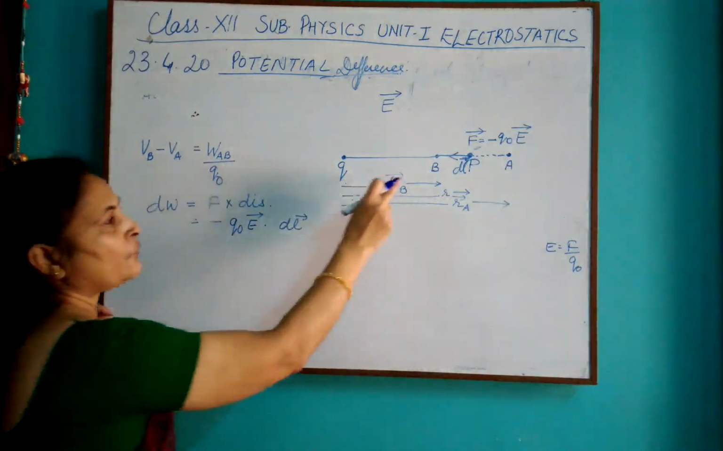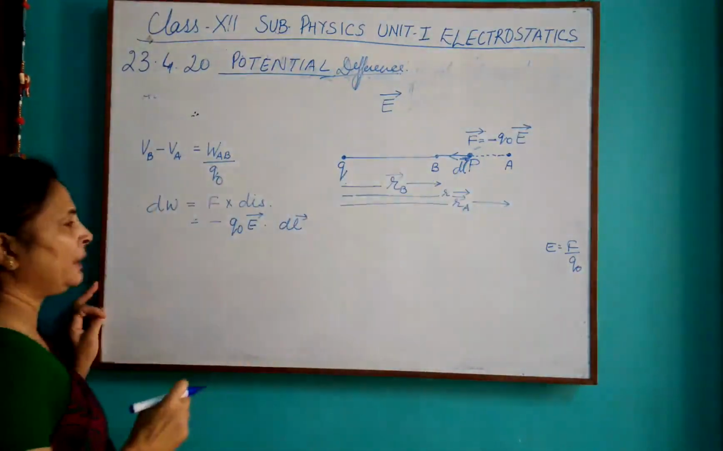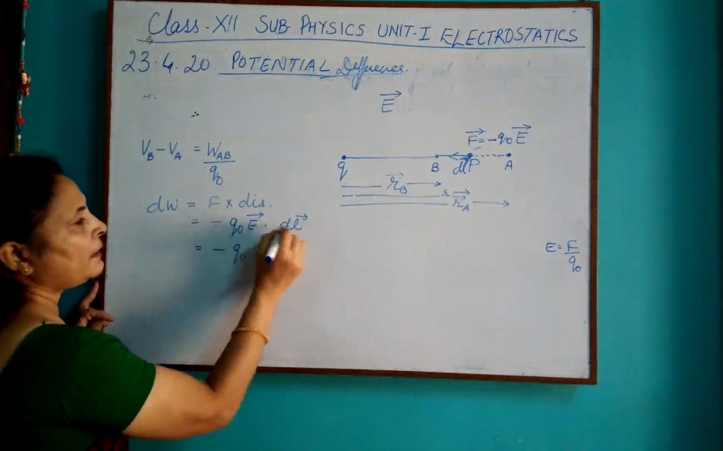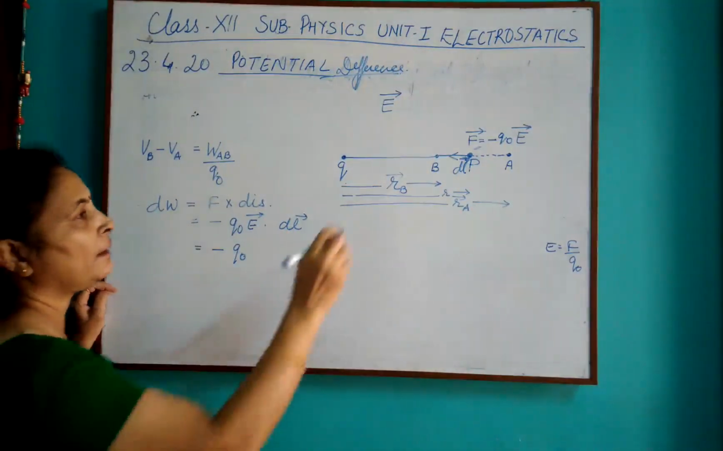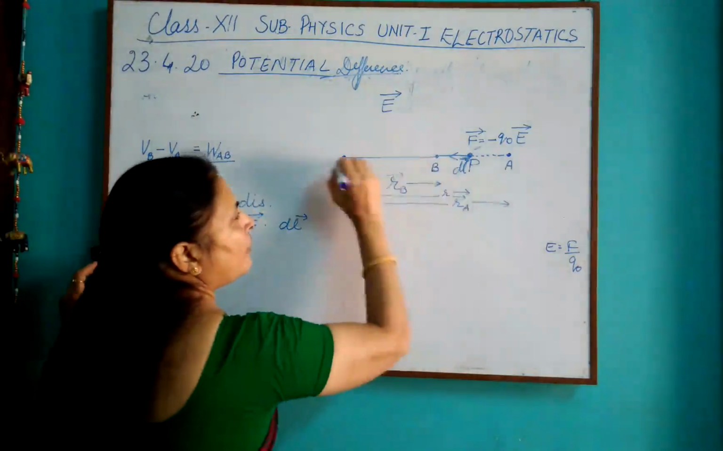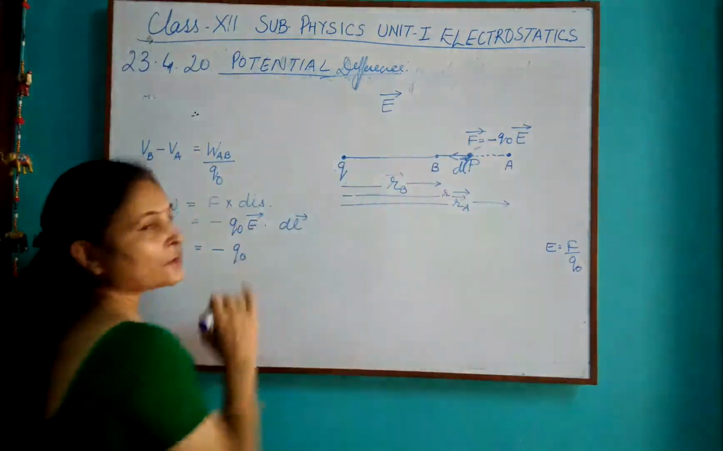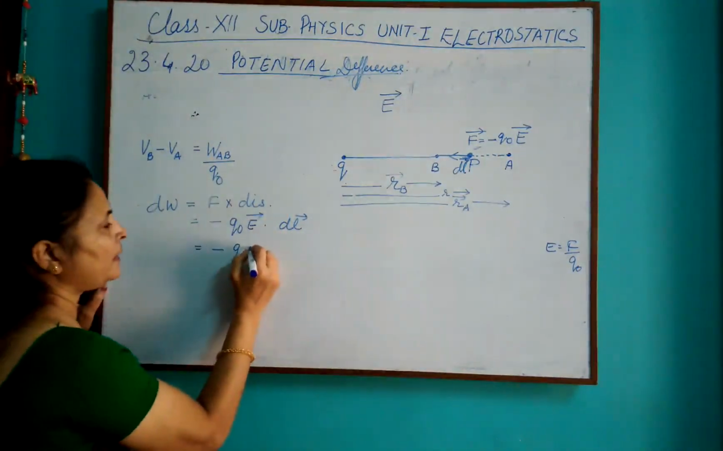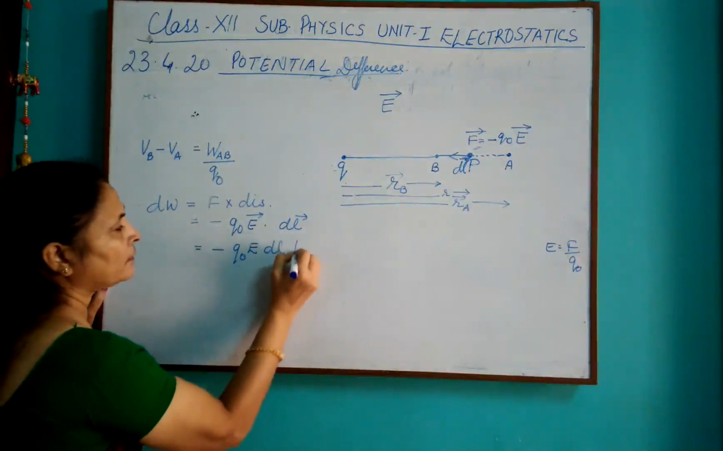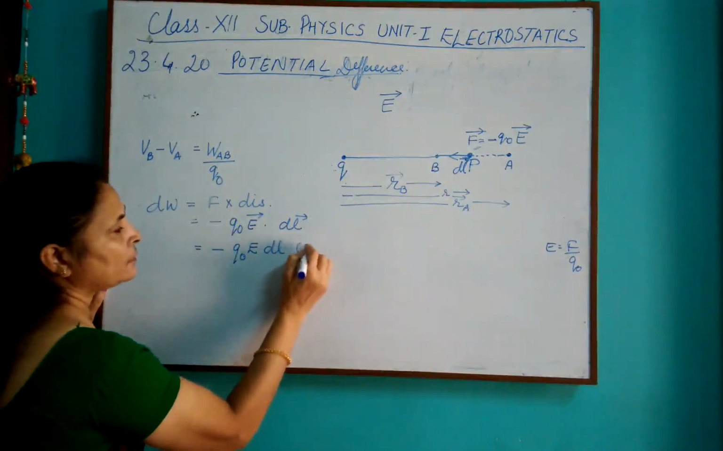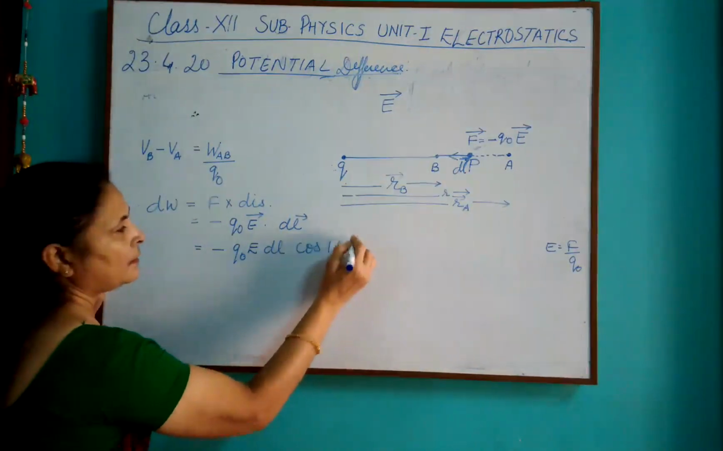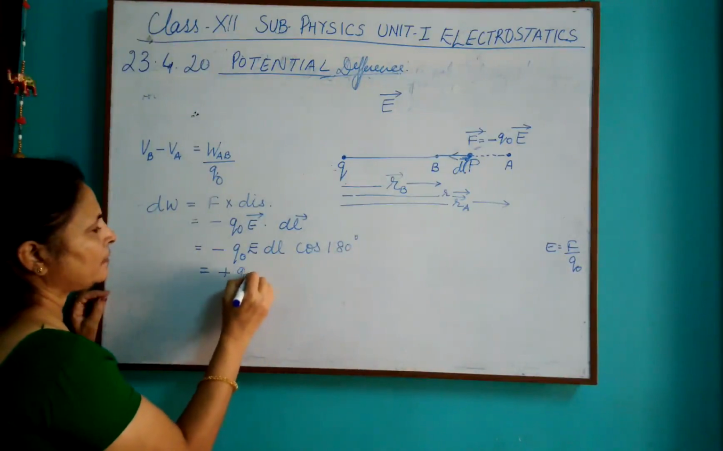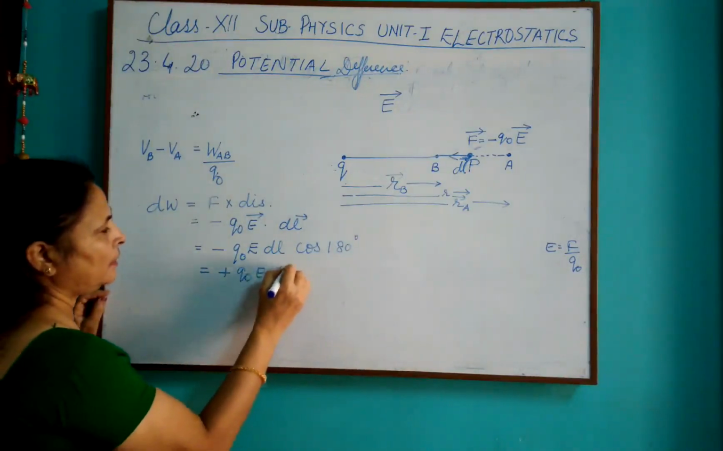But I want to find out force from A to B. In the next step, what is the angle between E and dl? E is directed towards this side, away from the positive charge, and dl towards positive charge. So the angle will be 180 degree. So it will be cos 180 degree. This is going to give me plus Q naught E dl.